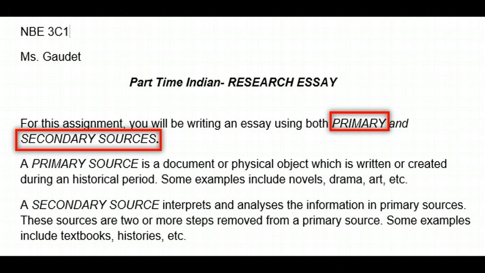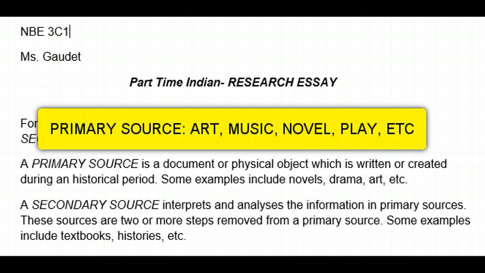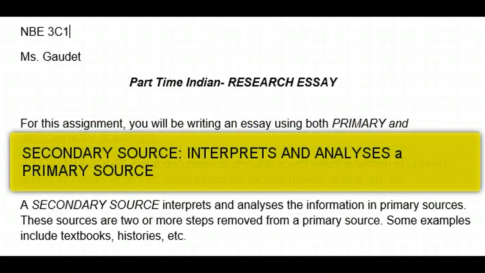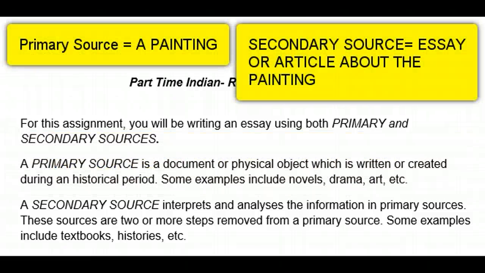So basically, a primary source is any document or physical object that is written or created during a historical period. So it's something that's created for the sake of it being created. It's not created as a way to explain or comment. A secondary source is something that interprets or analyzes the information that is given in the primary source. So for example, a primary source would be a painting. A secondary source would be an essay or an article on the painting and its significance.